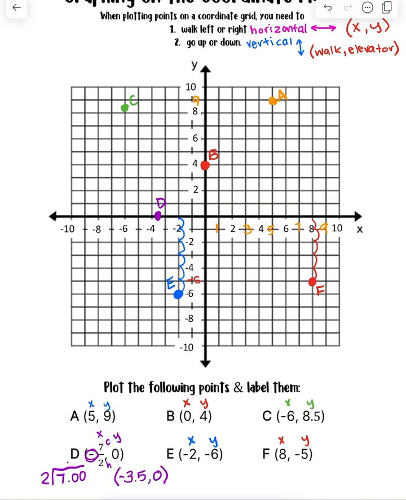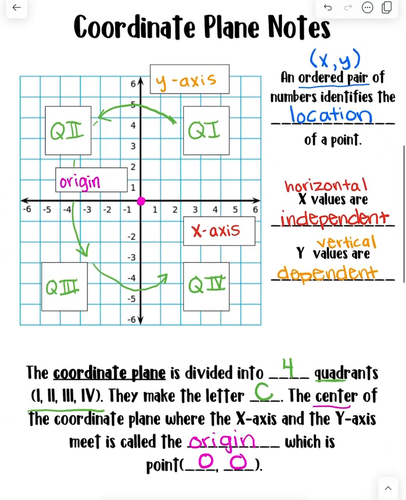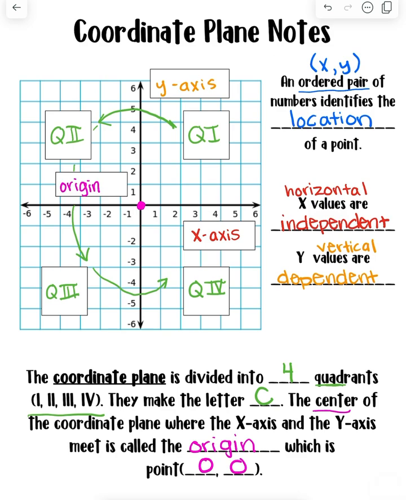Okay. So make sure we walk, then get in our elevator. And we have 4 quadrants, quadrant 1, quadrant 2, quadrant 3, and quadrant 4, and we always start at the origin.